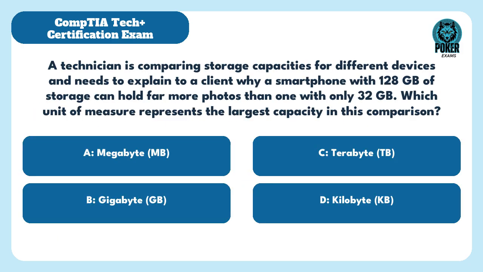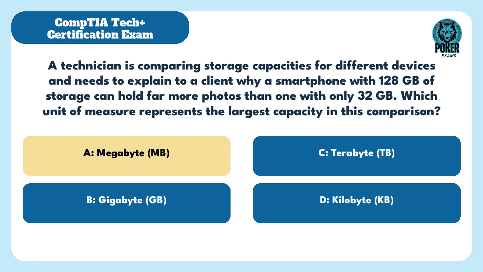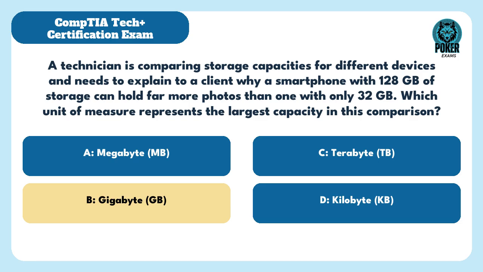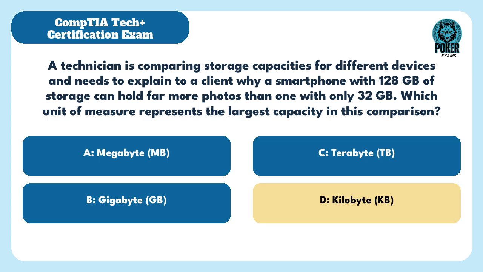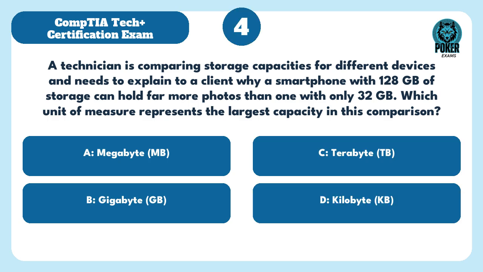Question 3. A technician is comparing storage capacities for different devices and needs to explain to a client why a smartphone with 128 gigabytes of storage can hold far more photos than one with only 32 gigabytes. Which unit of measure represents the largest capacity in this comparison? Option A, megabyte, MB. Option B, gigabyte, GB. Option C, terabyte, TB. Option D, kilobyte, KB. The correct answer is C.